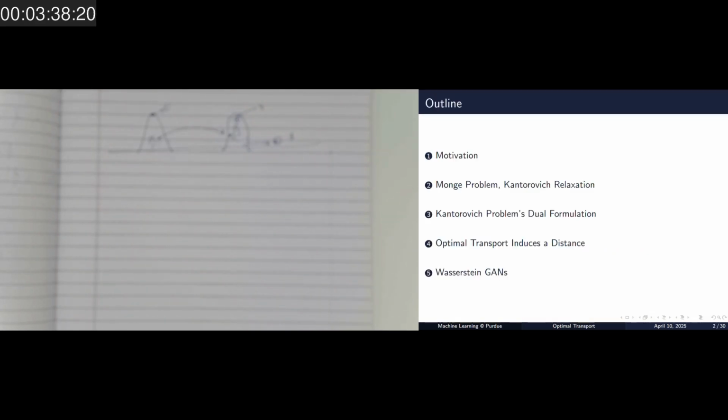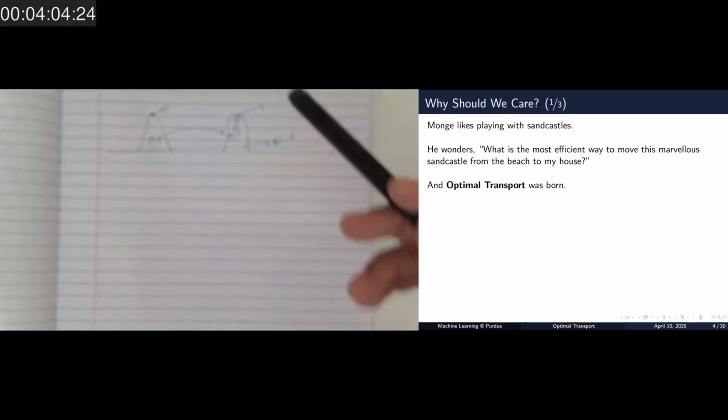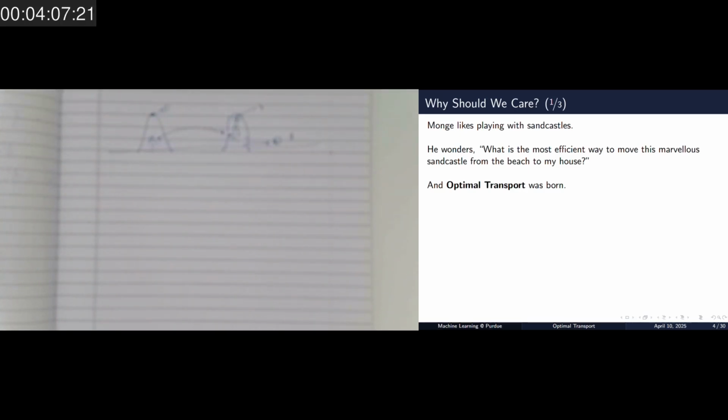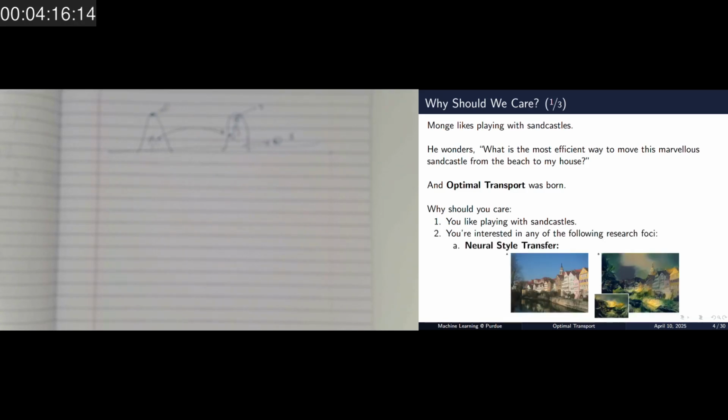And we'll talk about the connection to deep learning, because that one clearly is very important to us. The important question is, why should we, as people who are very interested in deep learning, care about this problem? We start with this. I originally intended to start with this analogy of Monge, who likes playing with sandcastles, and thinks about the most efficient way of moving this marvelous sandcastle alpha to his house in beta. And optimal transport was born. That's the general problem description. Why should you care? One, you like playing with sandcastles and want to take them home. Two, you are interested in any of the following research foci, and now this is where deep learning comes in.